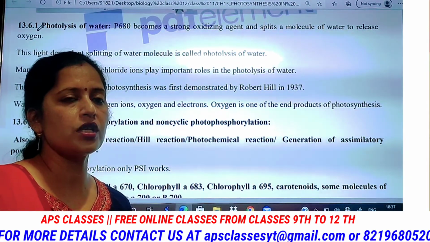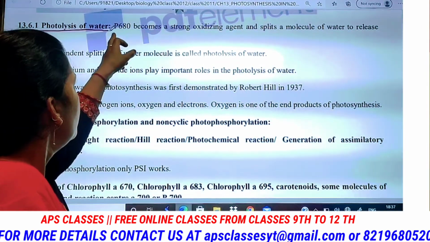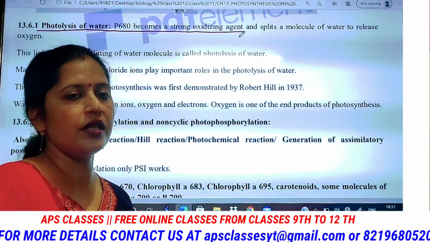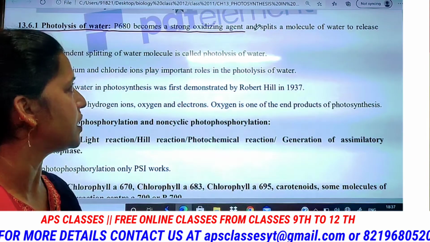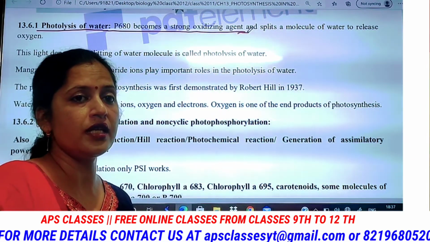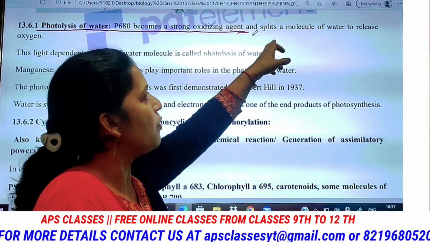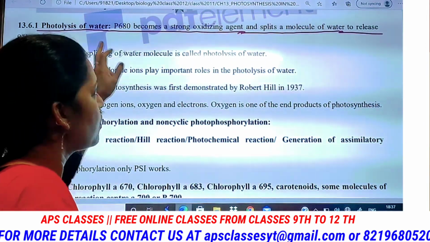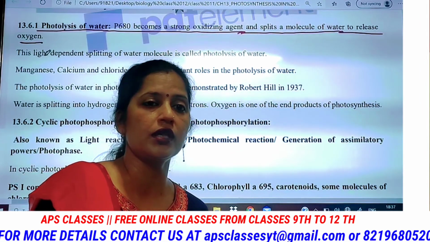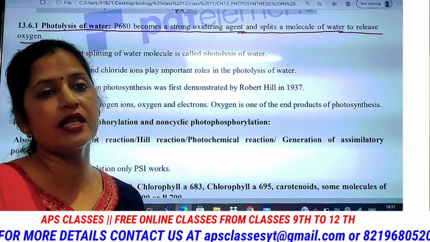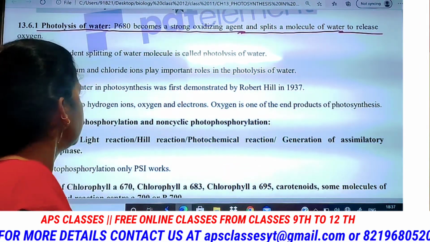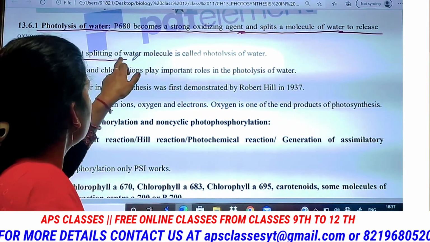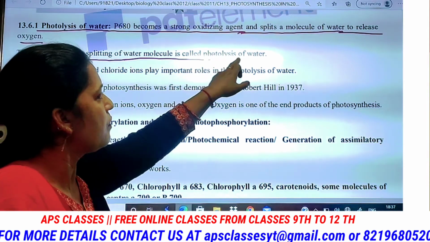Next is photolysis of water. What do you mean by the process of photolysis of water? P680 becomes a strong oxidizing agent. Now this P680 becomes the strong oxidizing agent, and it splits the molecules of water. After that, it splits the water molecules to release the oxygen. When the water molecule splits, what does it release after splitting? It directly releases the oxygen. This light dependent splitting of water molecules is called photolysis of water.